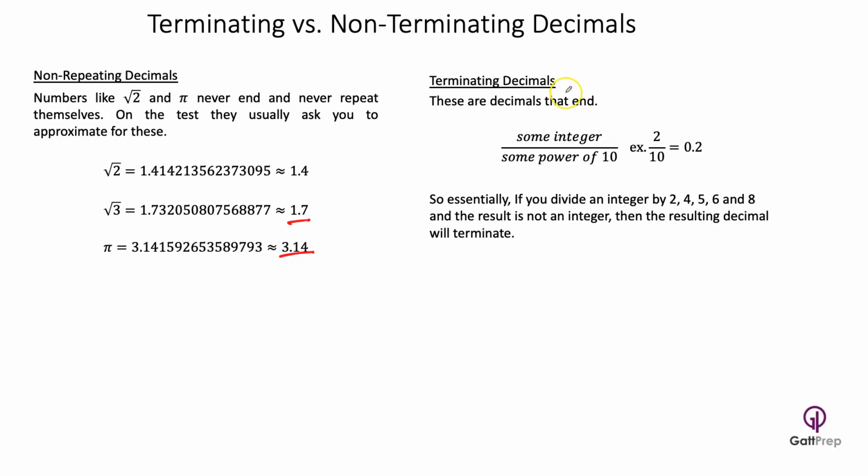Now let's look at terminating decimals. That's decimals that will end. Now these are decimals where the denominator is usually some positive power of 10, which are composed of 2s and or 5s as prime factors. If you reduce the fraction and the denominator has any prime factors besides 2 or 5, then its decimal will not terminate. So essentially, if you divide any integer by 2, 4, 5, 6, and 8, and the result is not an integer, then the resulting decimal will terminate. Okay, so 2 divided by 10 will be 0.2.